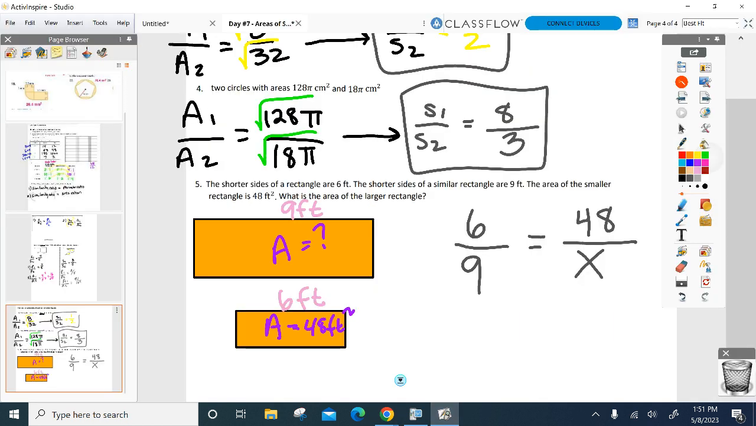Square the 6 and the 9, or if you're really looking for some punishment, I guess you could square root the 48 and the x. I'm not too sure how that would go solving-wise, but maybe. Square the 6 and the 9. Yep. That's where I need you to be: actually finding the area of a figure based on its ratio. And then you could cross multiply.